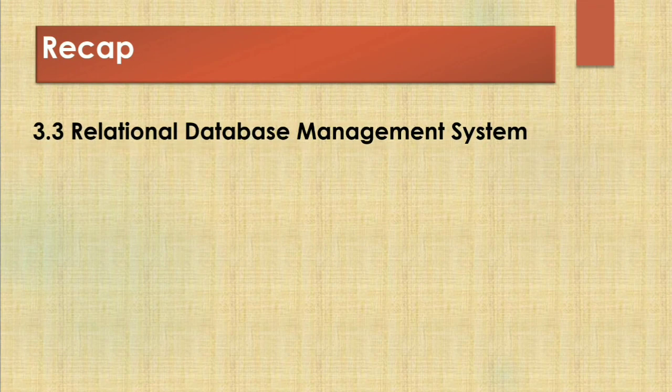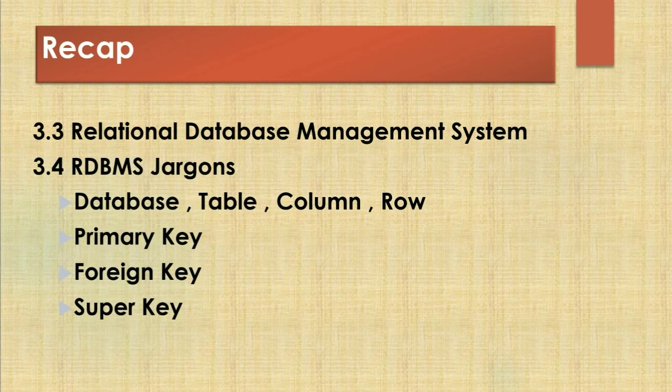So let's quickly see what are the topics we have discussed today. Relational database management system and its introduction. And the next one is RDBMS jargons. Under this we have discussed about database, table, column, row, and types of keys, that is primary key, foreign key, super key, and also we have discussed about candidate key and composite key.